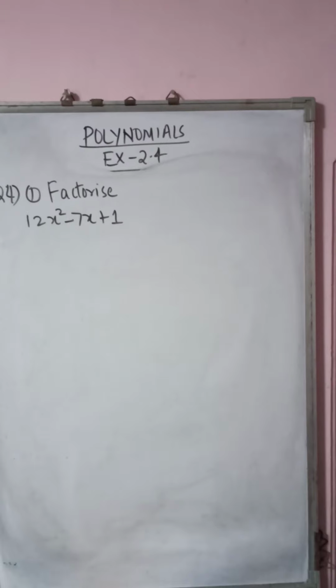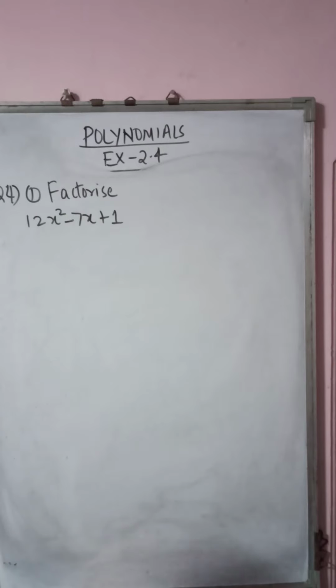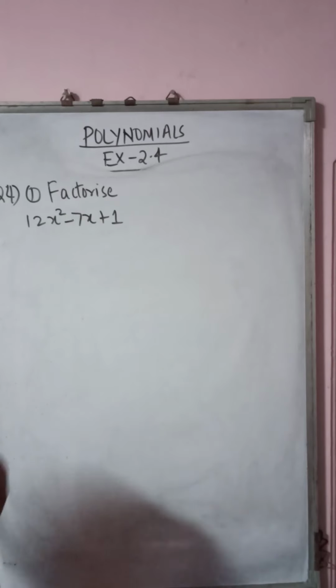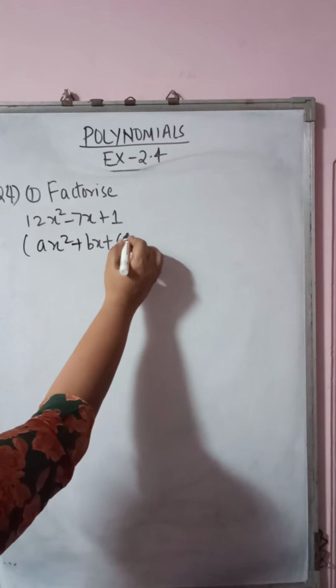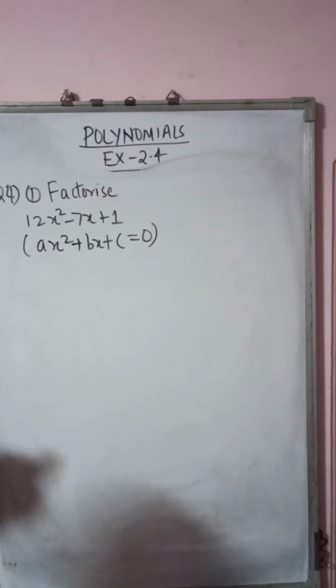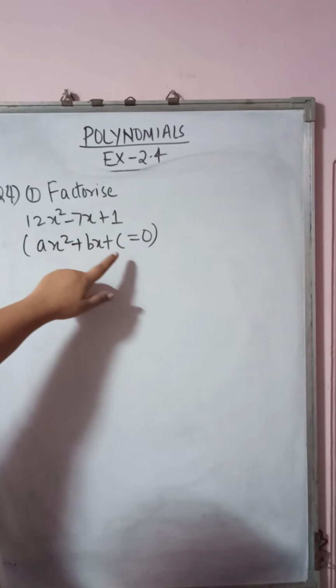Question number 4, first part, factorize. See children, factorization are of many types. This is in the form of quadratic equation. Quadratic equation means the general form is ax square plus bx plus c is equal to 0. So a is 12 here, b is minus 7 here, and c is 1.